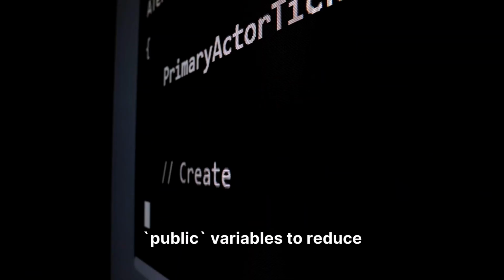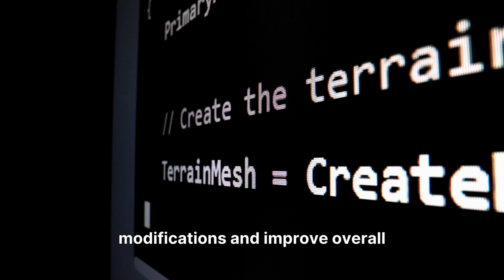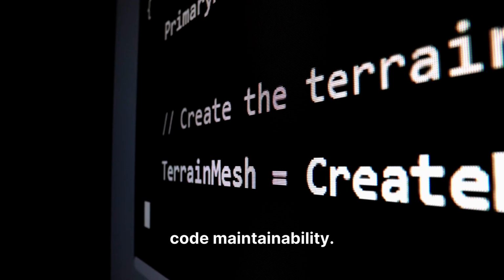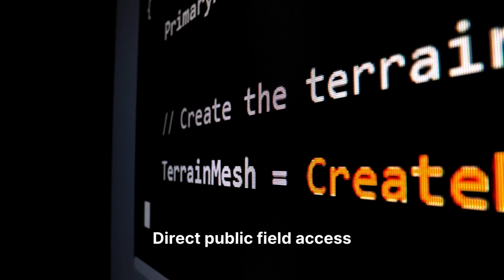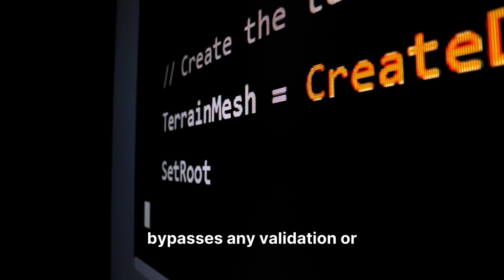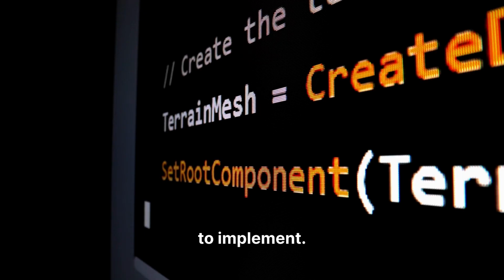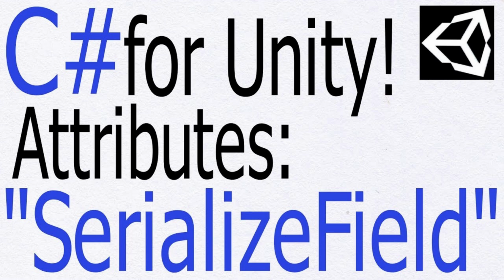Minimize the use of public variables to reduce the risk of unintended modifications and improve overall code maintainability. Direct public field access bypasses any validation or logic you might want to implement. In Unity, to expose private variables in the inspector for editing while keeping them encapsulated, use the serialized field attribute. This is a powerful Unity-specific feature for game development.